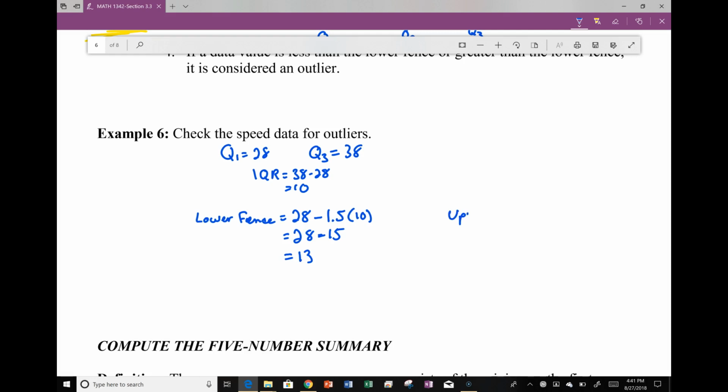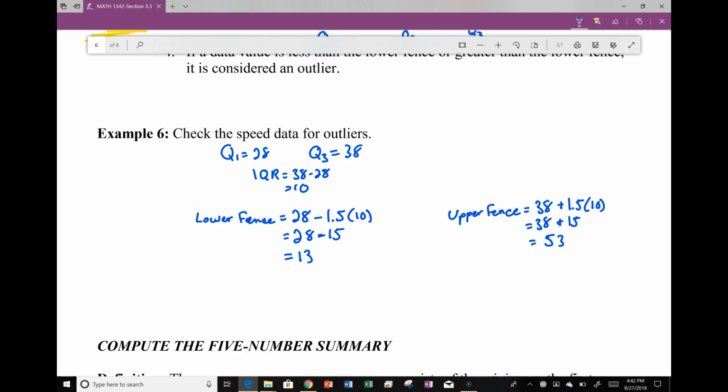My upper fence is going to be on the other side of my data, so it's going to take my Q3 and I'm going to add 1.5 times 10. So I have 38 plus 15. 38 plus 15 gives me 53. Now make sure that when you're doing this that you do this multiplication before you do the addition or subtraction. Just a reminder.